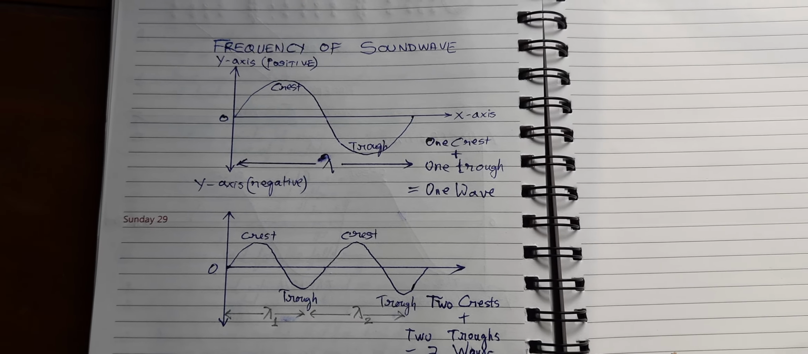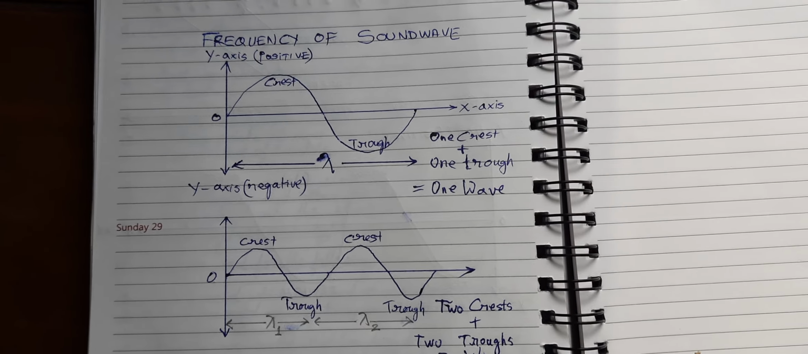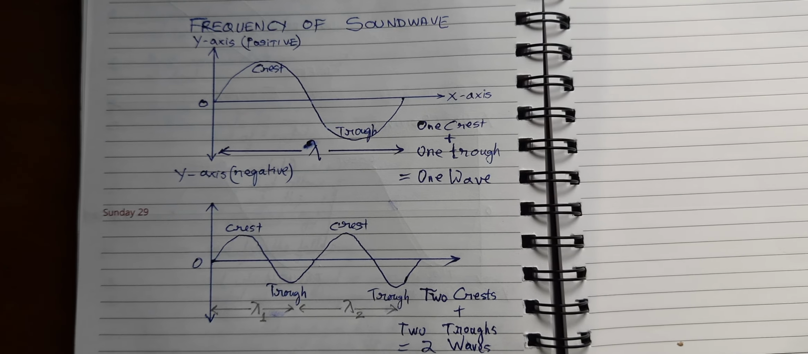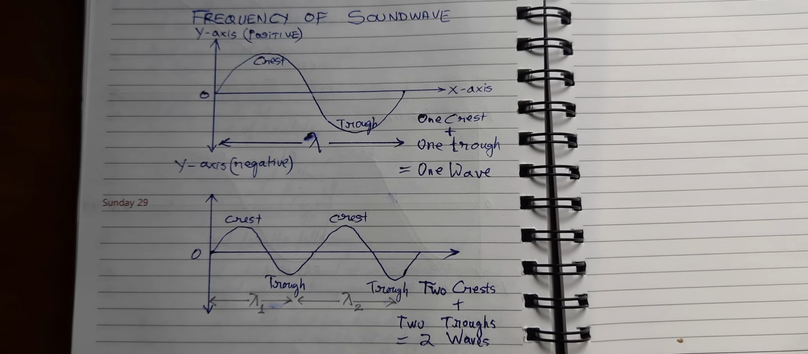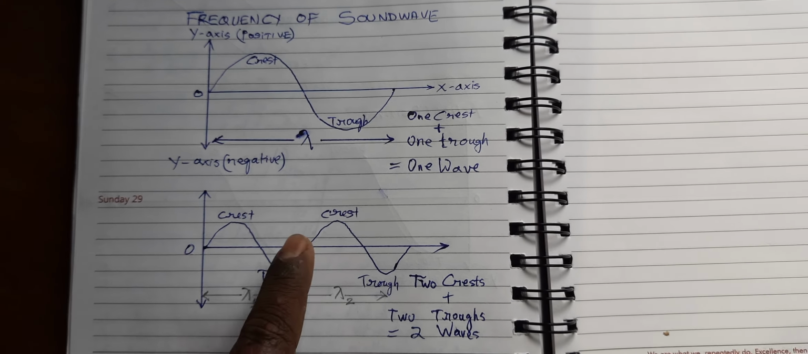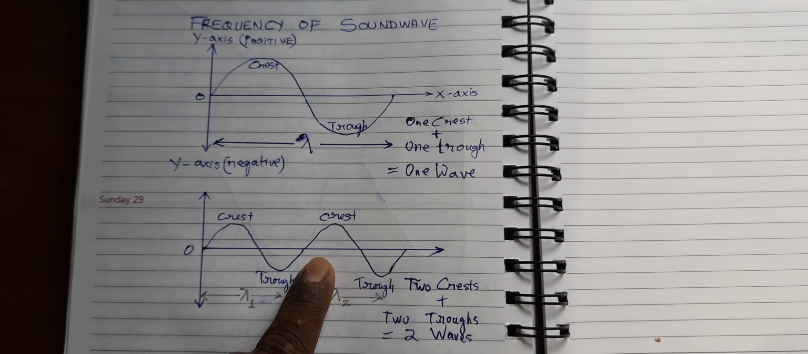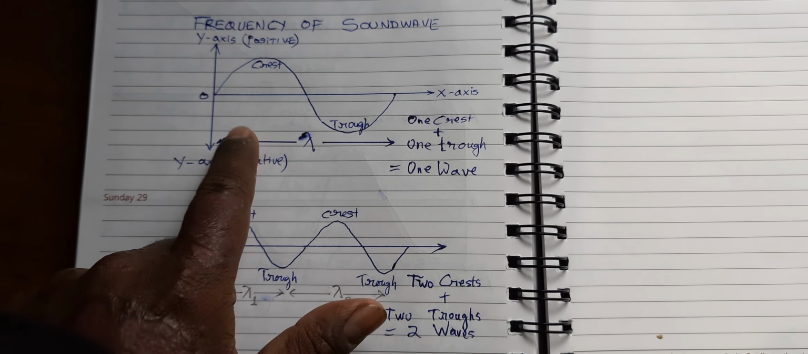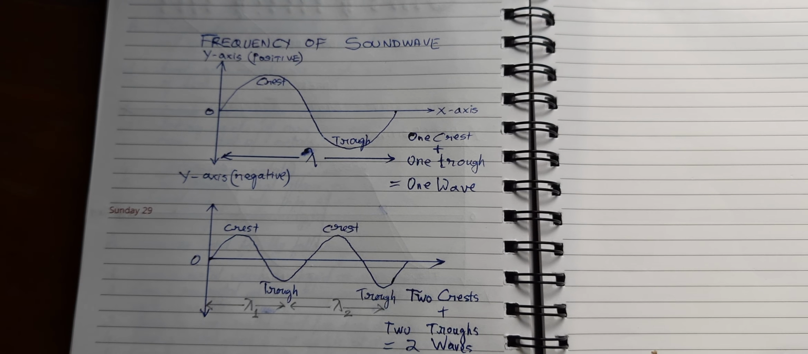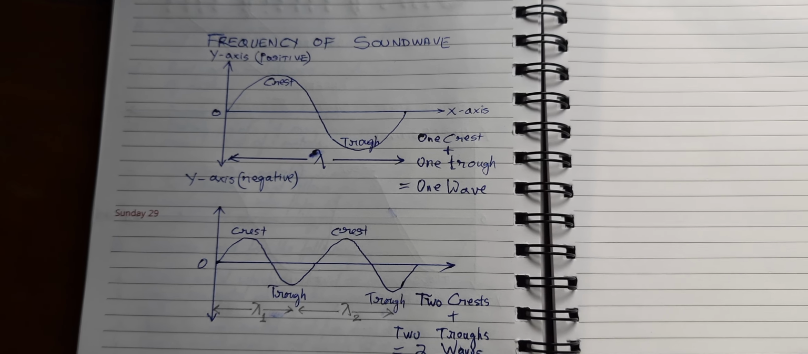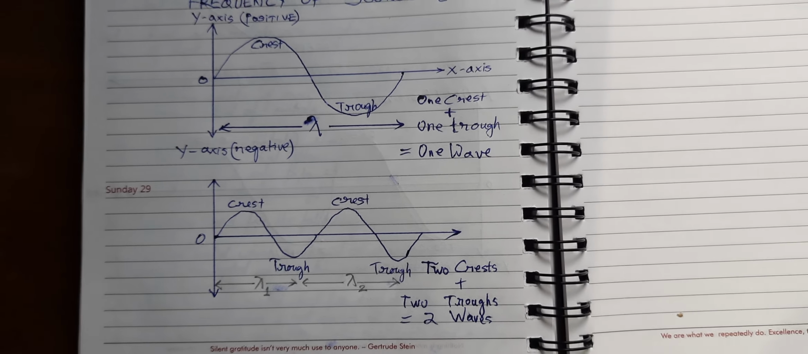So from this frequency of sound comes the next behavior of sound, that is pitch. The greater the frequency of sound, the higher is the pitch of the sound. The lower the frequency of sound, the lower pitch sound will be produced by that particular sound wave.